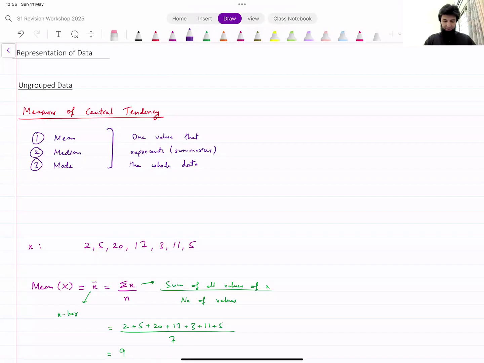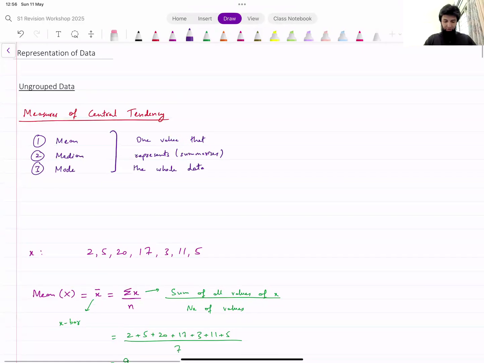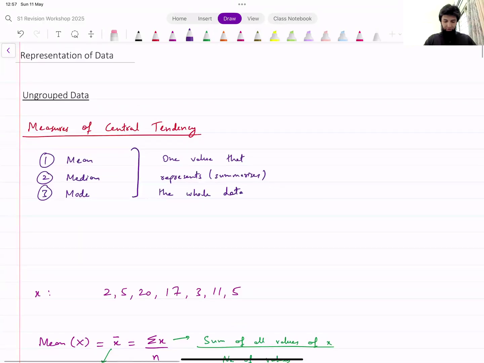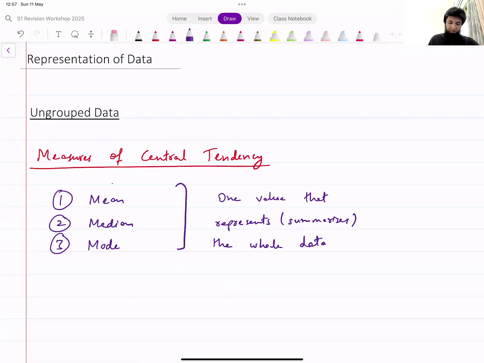Okay, so this is the last topic that we're doing now. Let's start with this representation of data. So in representation of data, first of all, you need to be able to find different measures of central tendency and measures of dispersion. Central tendency are three types of measures: mean, median, and mode.